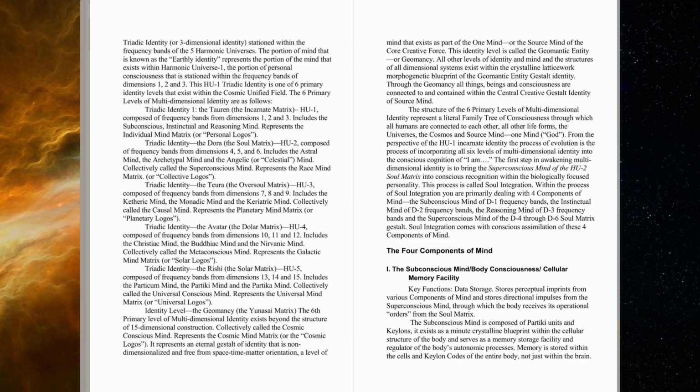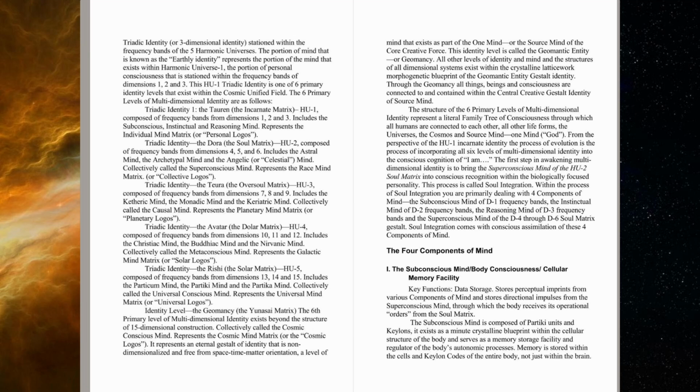The 4 components of mind. 1. The subconscious mind, body consciousness, cellular memory facility. Key functions: data storage. Stores perceptual imprints from various components of mind and stores directional impulses from the superconscious mind, through which the body receives its operational orders from the soul matrix. The subconscious mind is composed of particle units and Keylons.